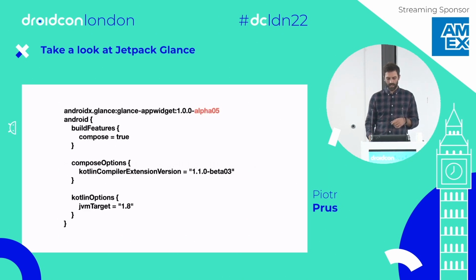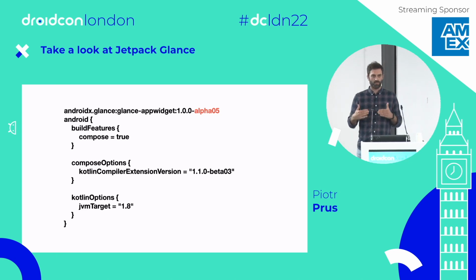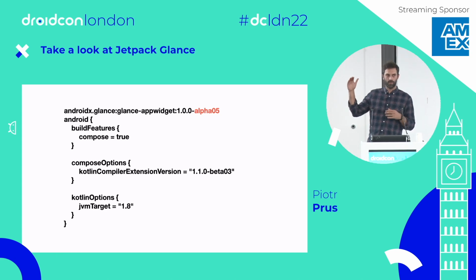So if you would like to use it, you need to add the dependency for Glance, and then also enable Compose and the Compose compiler, because we are using the Compose compiler to go from Glance to those RemoteViews.